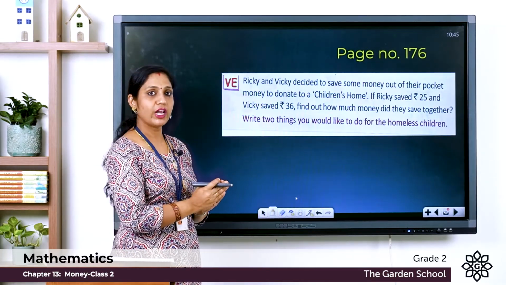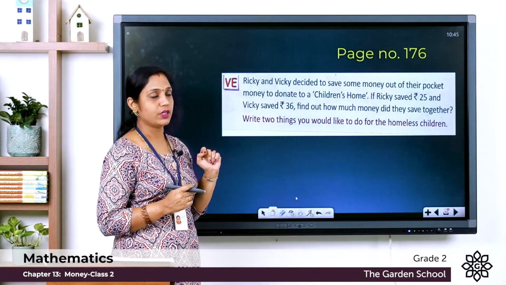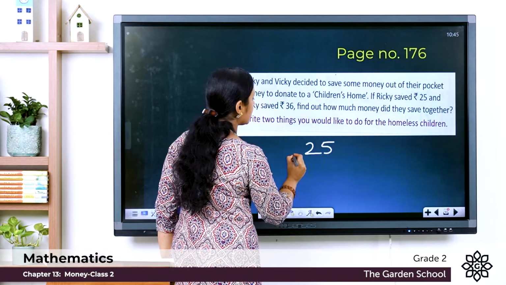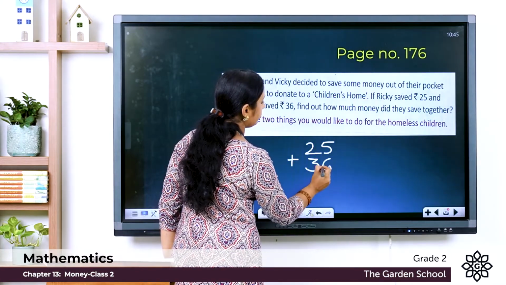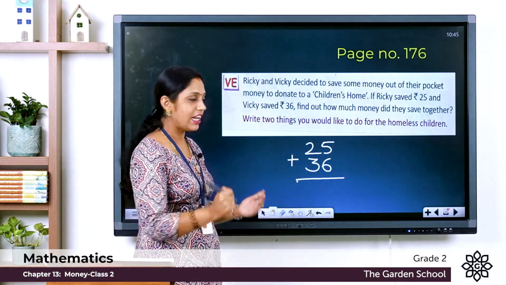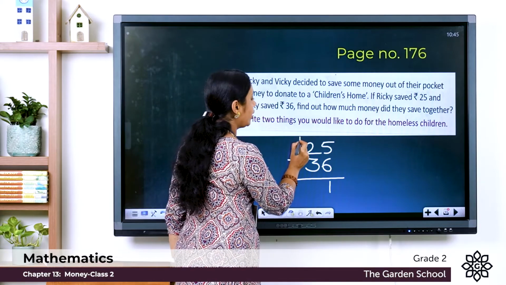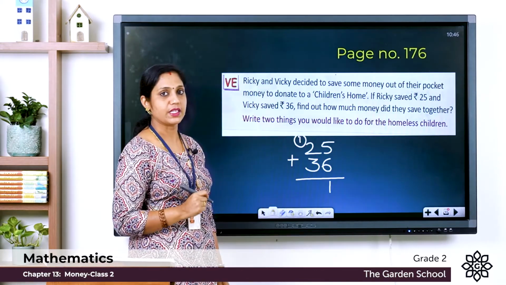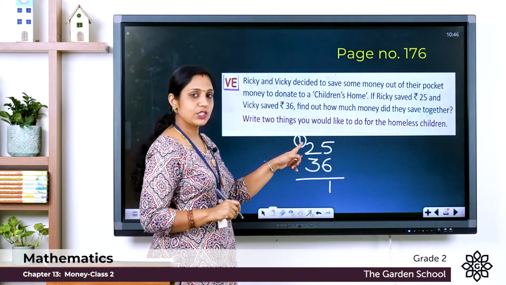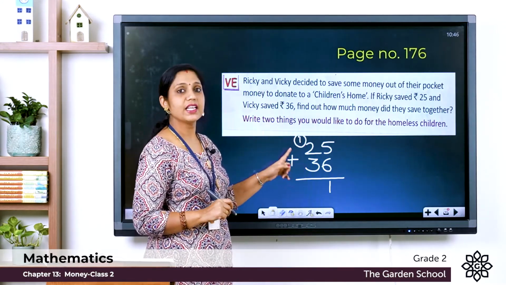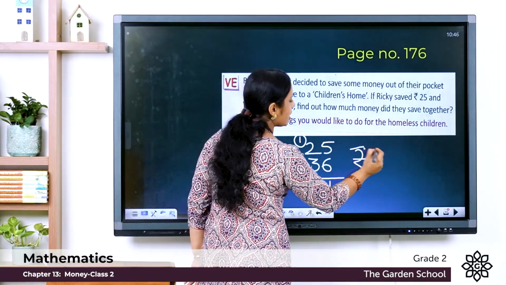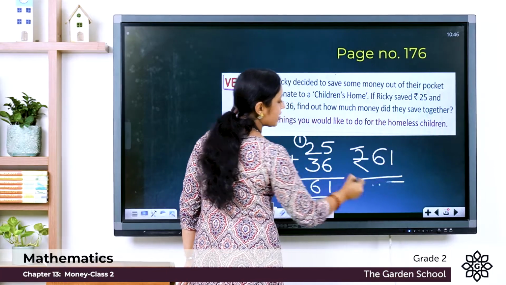So for finding that out, we have to add these two numbers. So let's add 25 plus 36. So 5 plus 6. So how much is 5 plus 6? It is 11. So write 1 here, carry over 1 to the tens place. Now we have 1 plus 2 plus 3 in the tens place. 1 plus 2, 3. 3 plus 3, 6. So Vicky and Ricky saved rupees 61.